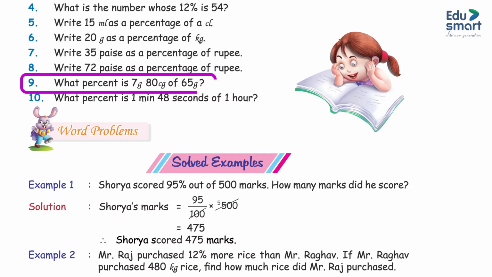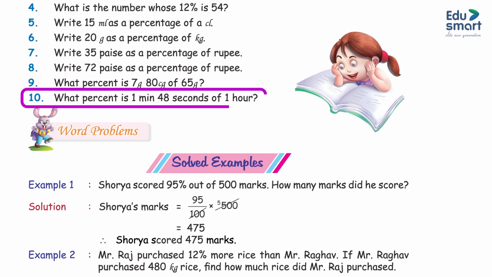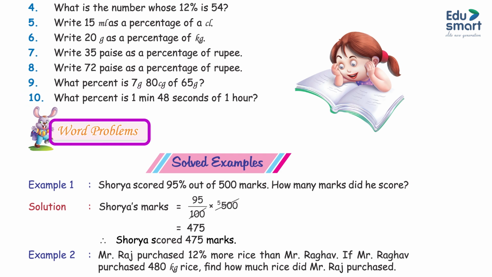72. 9. What percentage is 7 grams of 80 kg of 65 grams? 10. What percent is 1 minute 48 seconds of 1 hour? Word problem. Solved example. Example 1.